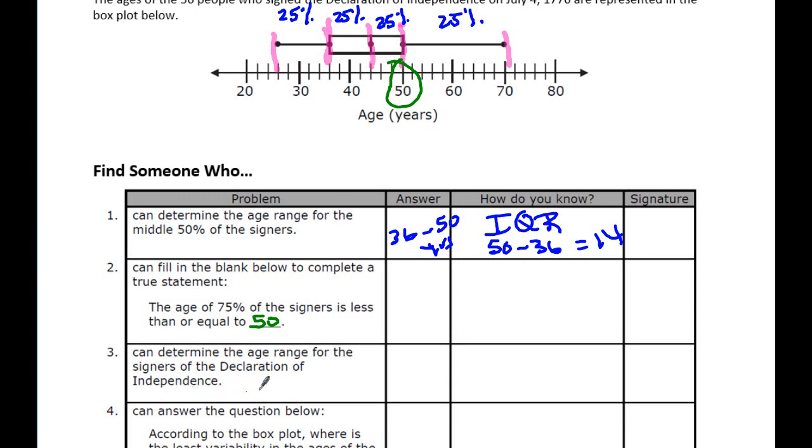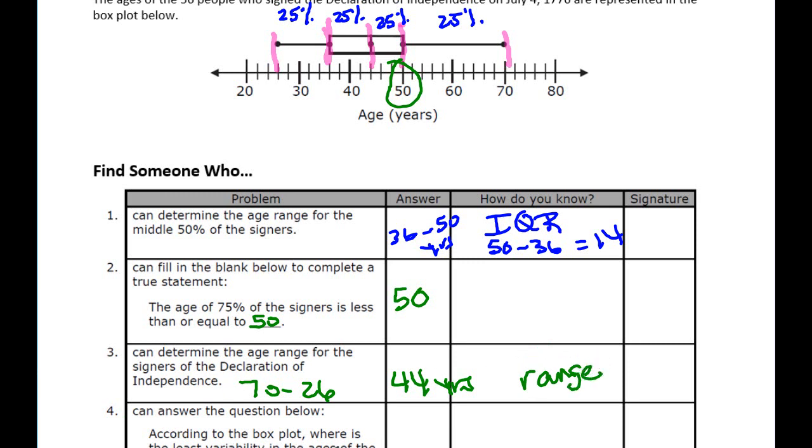What is the age range for the signers of the Declaration? So we're not talking about the middle range, we're talking about the actual age range. So it's going to be high minus low. The high is 70 years, the lowest age is 26, so subtract them and you get what, 44? And we know because our clue word was to find the range.